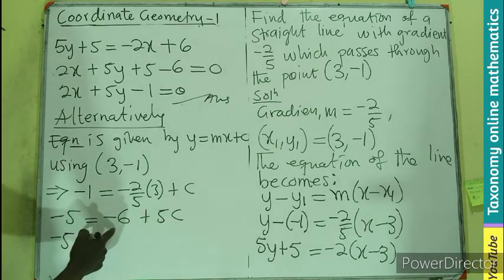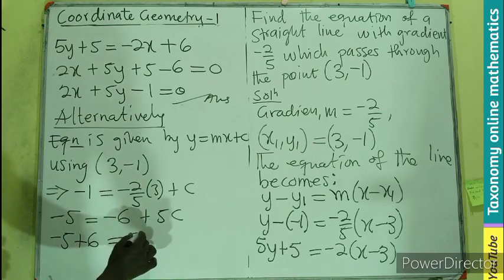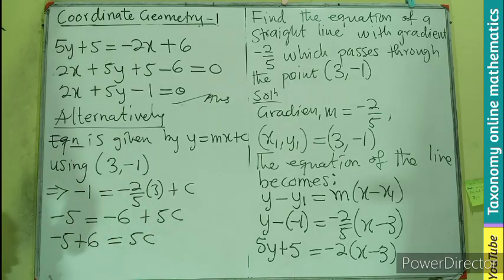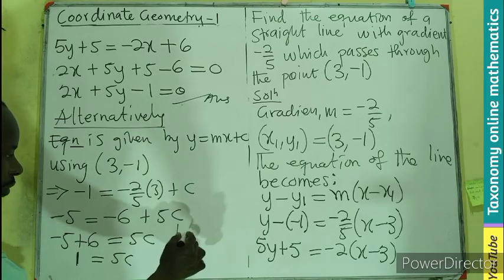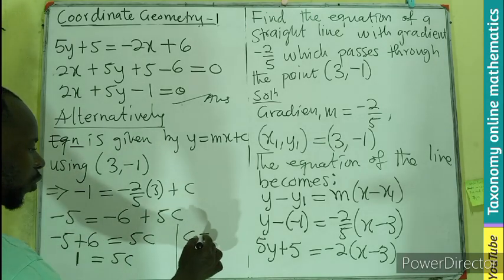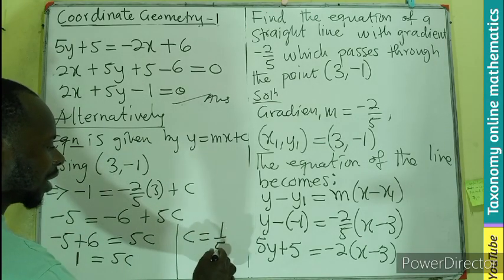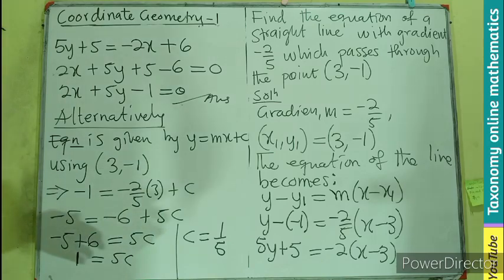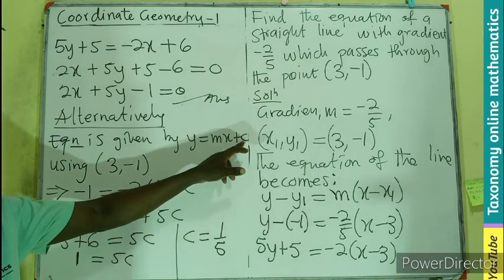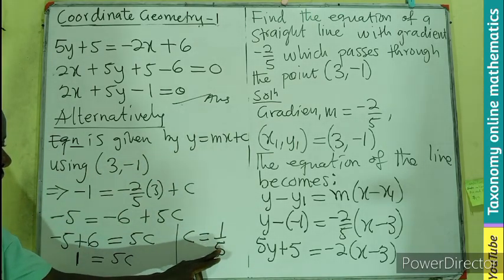Meaning minus 5 plus, this becomes plus, right? So if that is plus, I will have 6 equals 5c. In the course of that, I'll be having 1. This will give you positive 1 equals 5c. So if you divide by 5, c will be equal to 1 out of 5. So the c, which is the y-intercept, is going to be 1 out of 5.